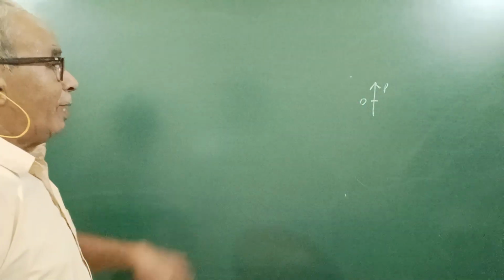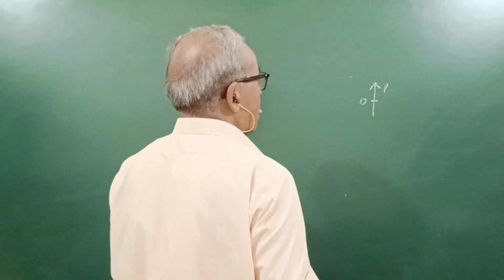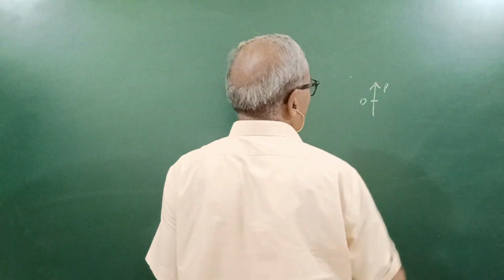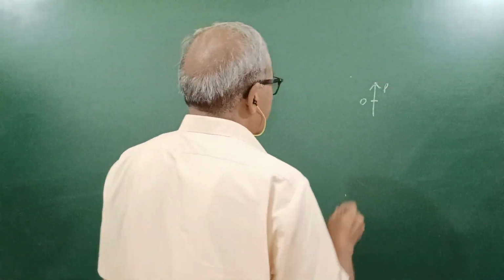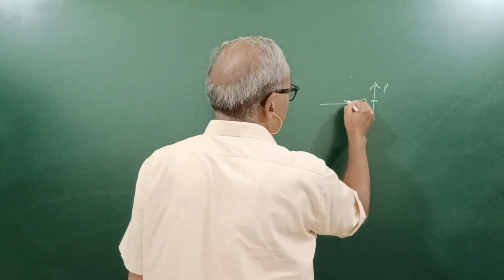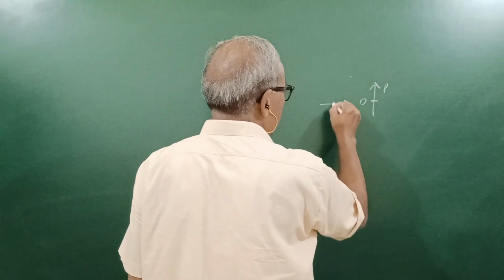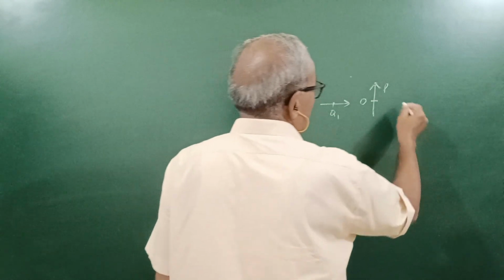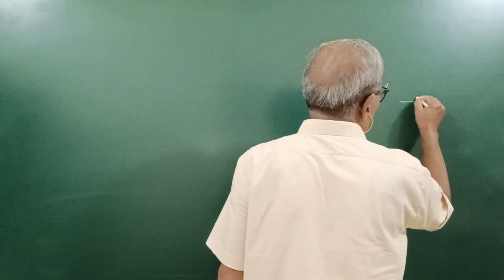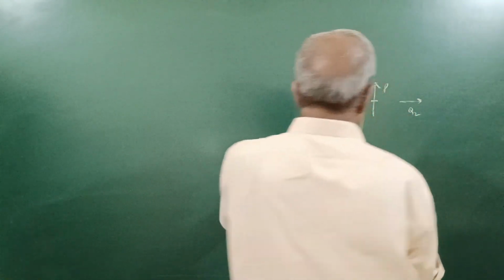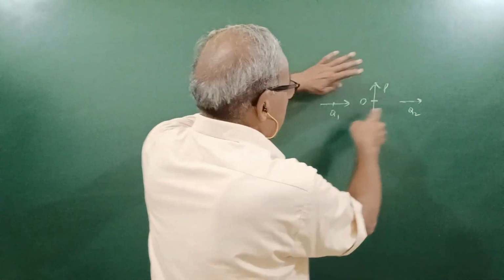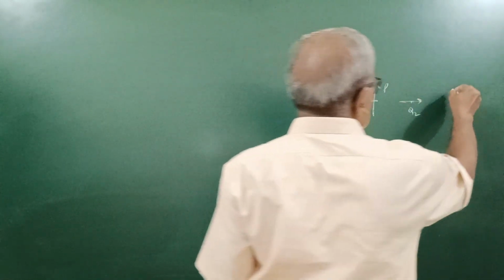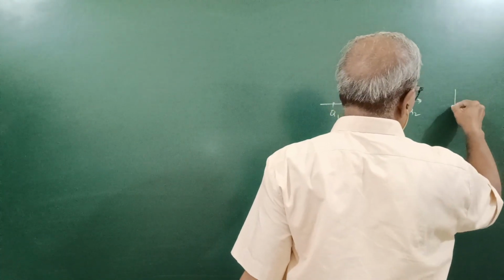If a bar magnet P is placed at point O, with its direction marked by an arrow. Now there is another magnet Q. P is here, and Q is placed first at position Q1, then it is here at Q2. The same magnet Q is placed first here, then here, or then it may be placed here also.